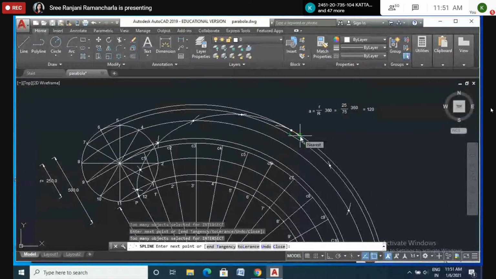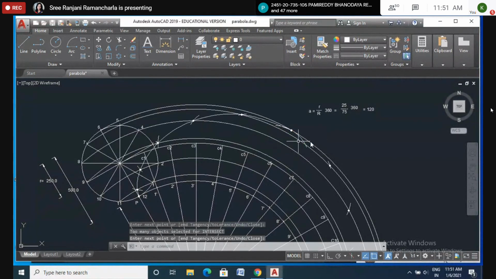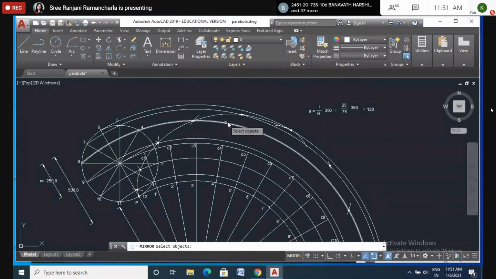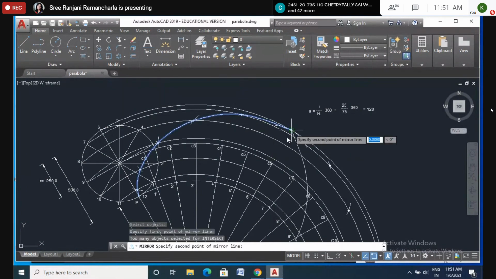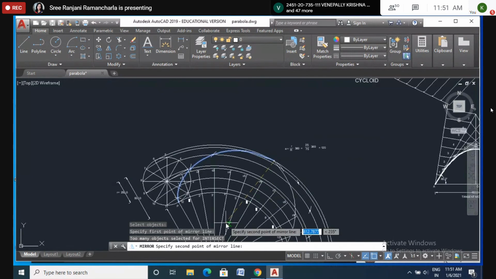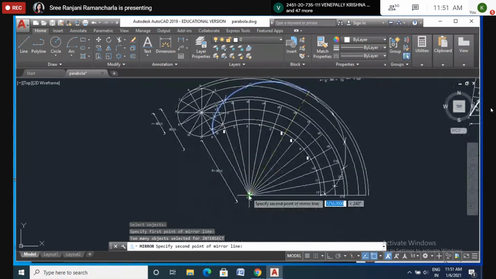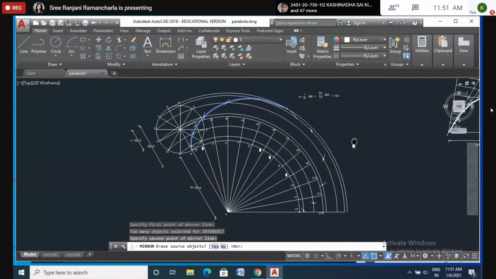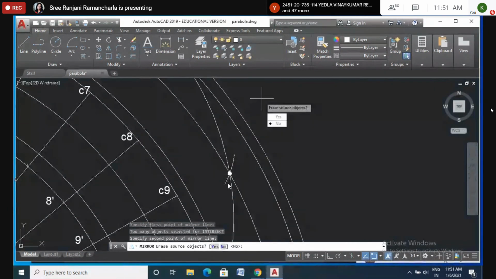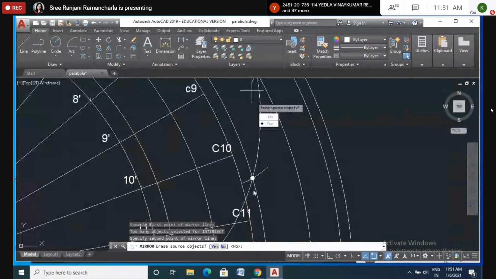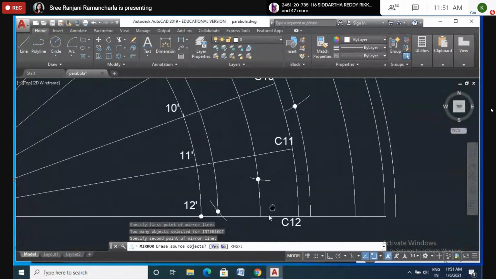So I don't want to do that now. Otherwise, should I do like this? Now I can mirror this one also. So mirror, select the object. This one I want to select. Enter. The mirror line is from here to here. The mirror line like this. See, I can do like this also. But we have to check whether it is passing exactly through that line or not. Yes, it is passing exactly through that line. So no problem.